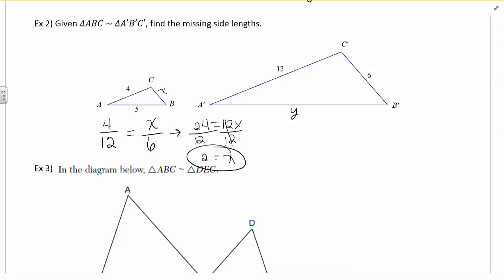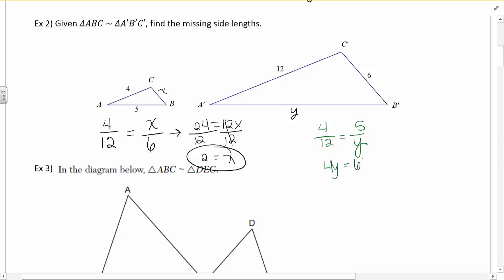If I then want to solve for Y, I can still start with 4 to 12. And then I have 5 to Y. 4Y equals 5 times 12, which is 60. Divide by 4. Y is 15. Easy peasy. Cruising right along.